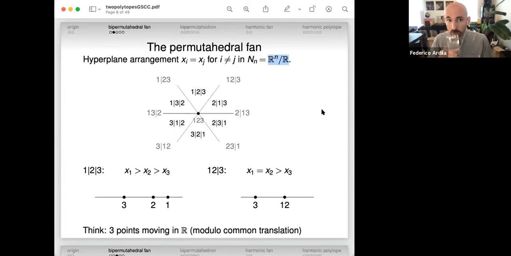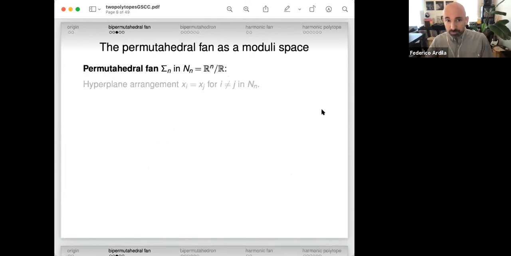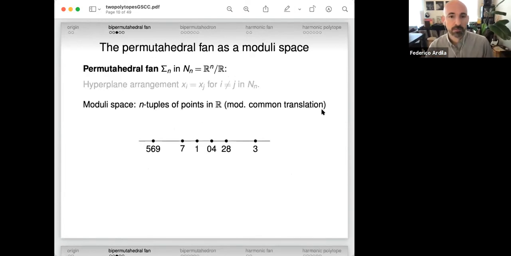Okay, and so in general, one reason that I want to do that is that it allows me to do this in higher dimensions. So if I want to think of the permutahedral fan as a moduli space, which is just what I did in the previous slide, then I can define it just as I did.